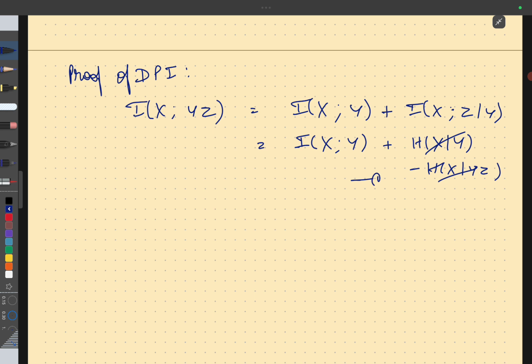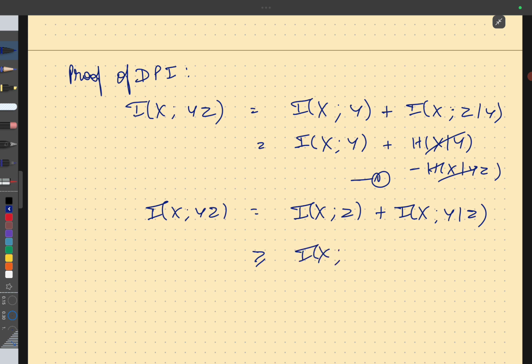Another way of expanding this, again using the chain rule, is as the mutual information between x and z plus the mutual information between x and y given z. Now, the mutual information between x and y given z can be anything, right? But it's a mutual information, so it's non-negative. So I can say that this is greater than or equal to the mutual information between x and z.